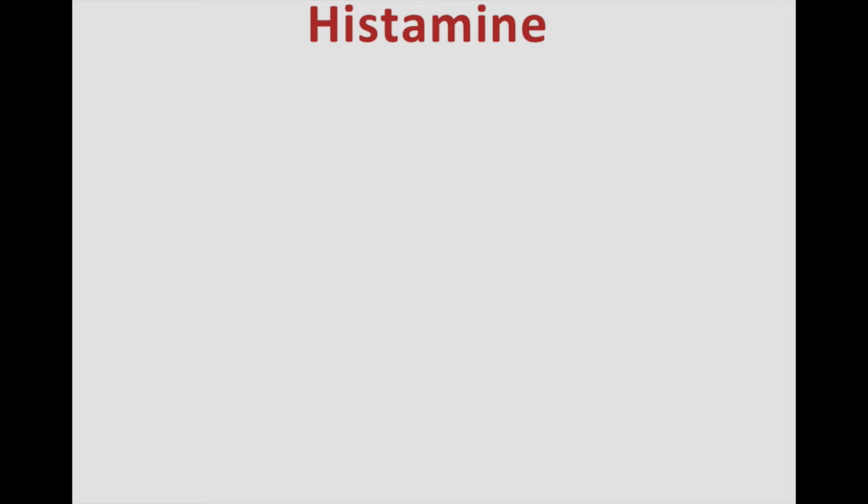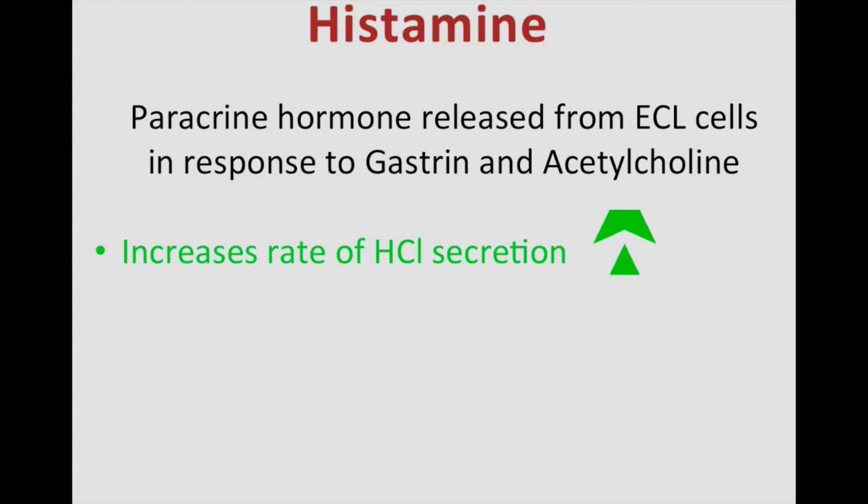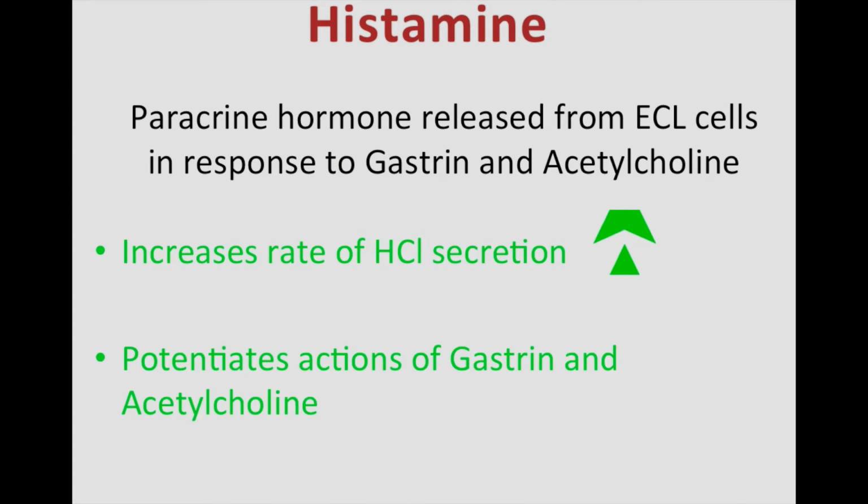Now let's take a look at histamine. So histamine is a paracrine hormone, throwback to last unit, released from HCl cells in response to both gastrin and acetylcholine. And now you can see why we chose this order of presentation. Histamine acts locally to increase the rate of HCl secretion. It also potentiates actions of both gastrin and acetylcholine.